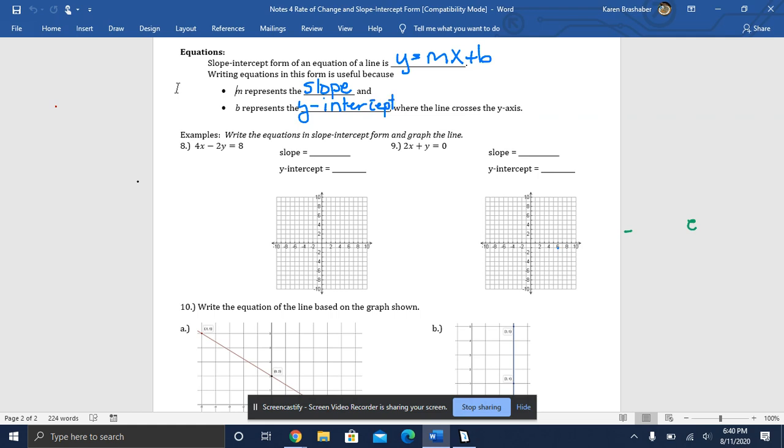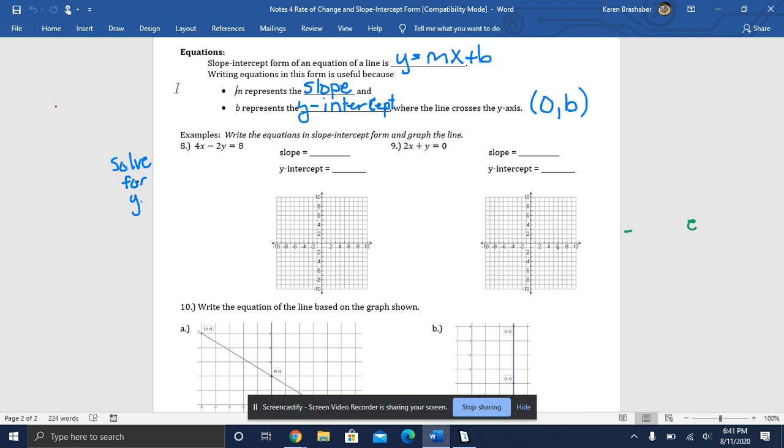That y-intercept would be where the line crosses the y-axis. So it would have an ordered pair of 0 and whatever that number for b is. Notice that in slope-intercept form, equations are solved for y. So that's what we'll need to do whenever you're told to write an equation in slope-intercept form. You want to solve it for y.